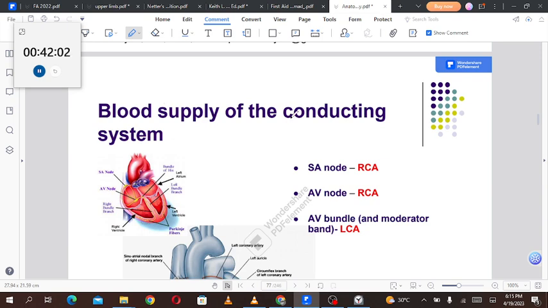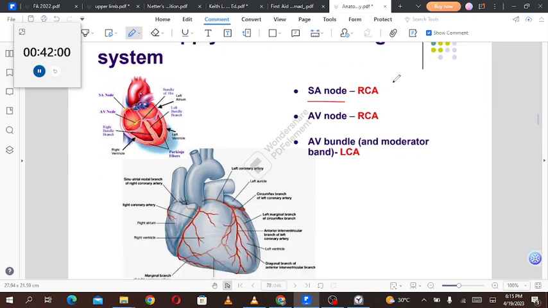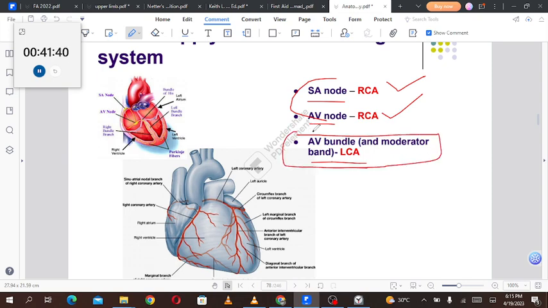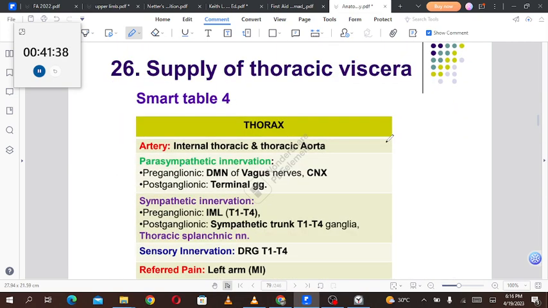Blood supply of the conducting system. For the SA node, the artery is the right coronary artery. For the AV node, the artery is again the right coronary artery. And for the AV bundle and the moderator band, the artery is the left coronary artery. So for the pacemakers, the SA node and the AV node, the blood supply comes from the right coronary artery, and for the AV bundle and the moderator band, it comes from the left coronary artery.